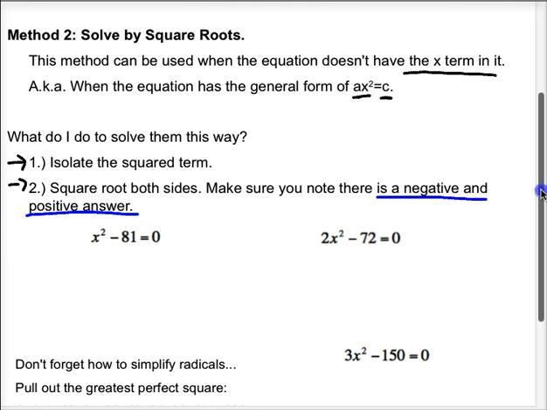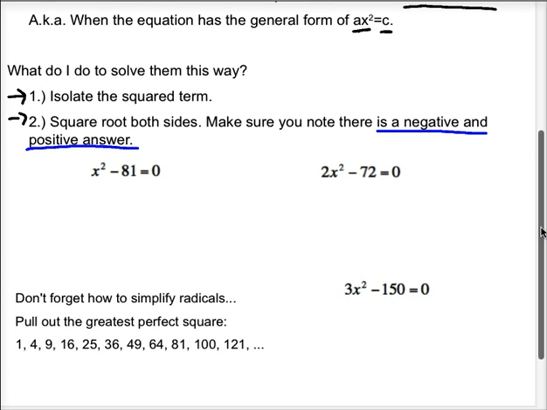So let me clarify what we mean by when we do that. So first of all, step one, isolating the squared term. So that means I have to move this 81 over to the other side. So I'm going to get x squared equals 81. How do I undo a square? Well, to undo a square, that's where you do a square root. So this is where step two comes in. Take the square root of both sides, and you get x equals.